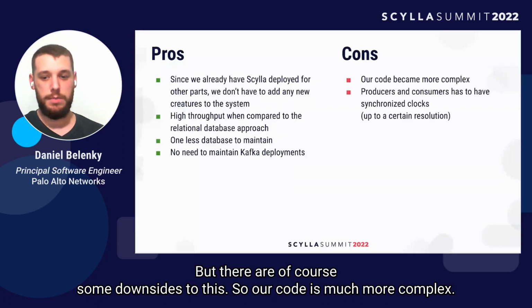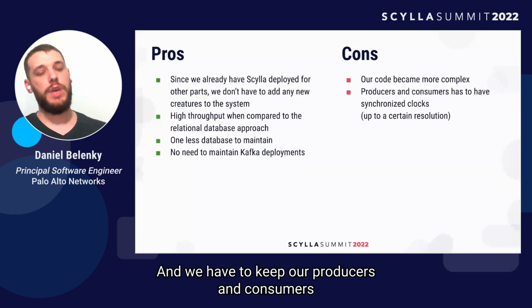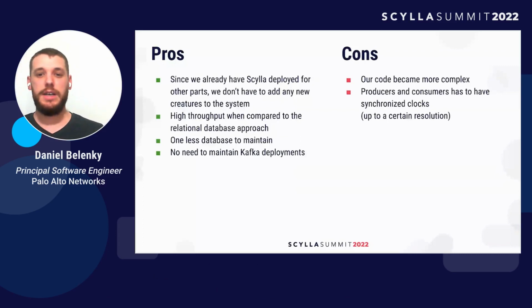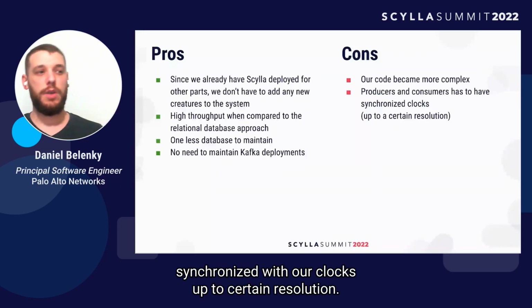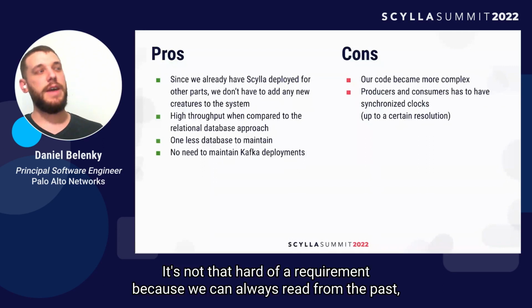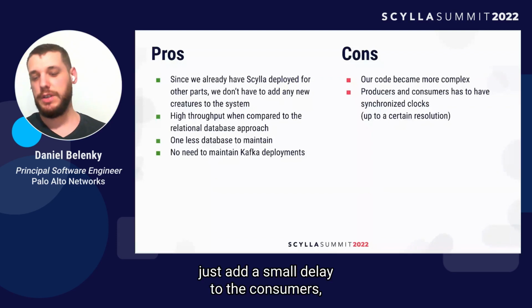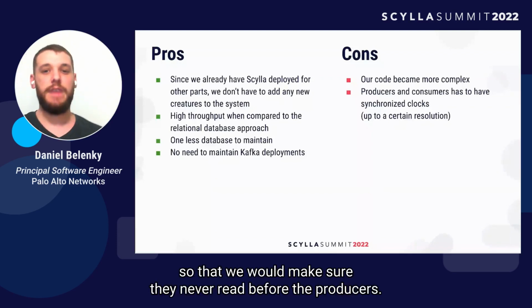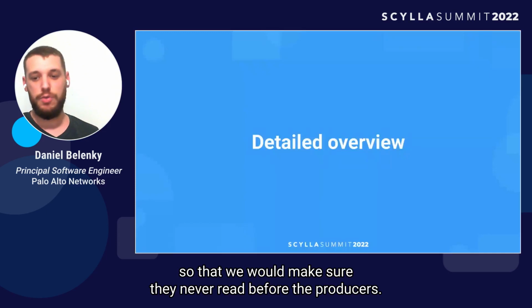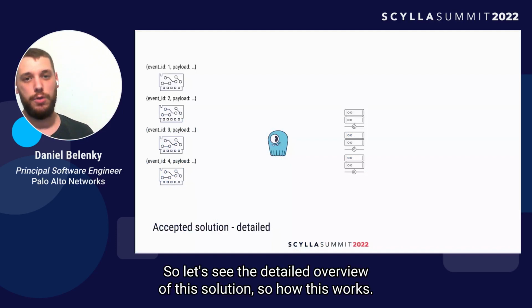But there are, of course, some downsides to this. Our code is much more complex. And we have to keep our producers and consumers synchronized with their clocks up to a certain resolution. It's not that hard of a requirement because we can always read from the past, just add a small delay to the consumers, so that we will make sure that they never read before the producers. And so let's see the detailed overview of this solution.